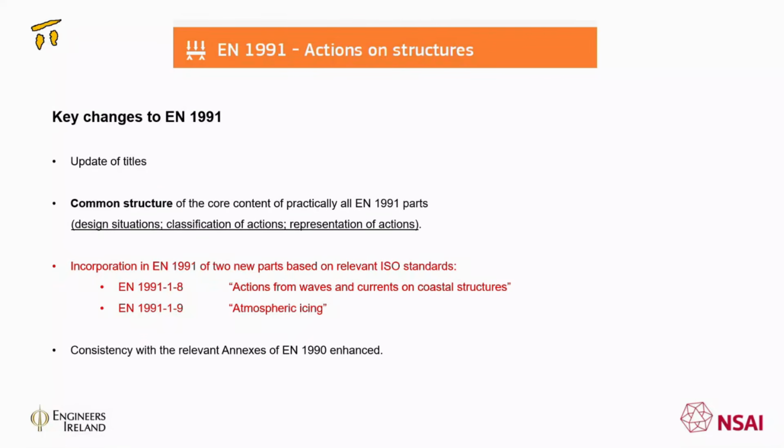The codes have all been put together with a common structure so that they all look very familiar. When you open one, it looks quite like the other one. So there are design situations, classification of actions, representation of actions, how all of that comes across. Two new parts have been brought in, which were based on ISO, the International Organization for Standardization, standards. Those are EN 1991-18, actions from waves and currents on coastal structures, and EN 1991-19, atmospheric icing.